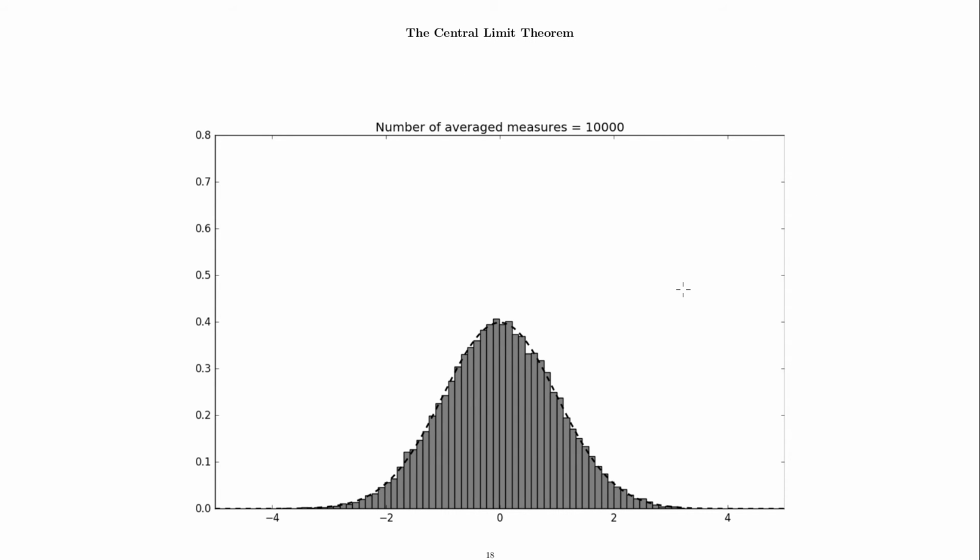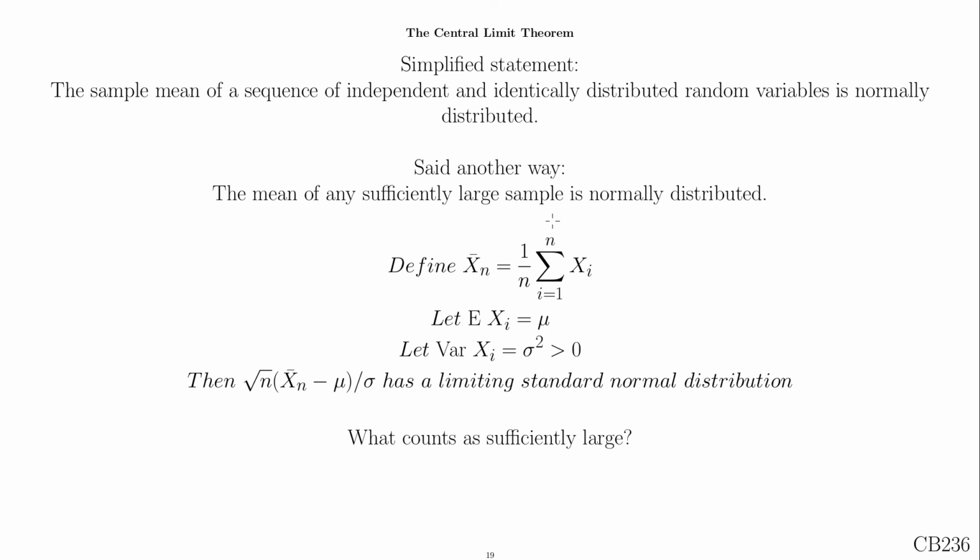So what is actually going on? There's a theorem, the central limit theorem, that explains this. The simplified statement of it is that the sample mean of a sequence of independent and identically distributed random variables is normally distributed. Said another way, the mean of any sufficiently large sample is normally distributed.